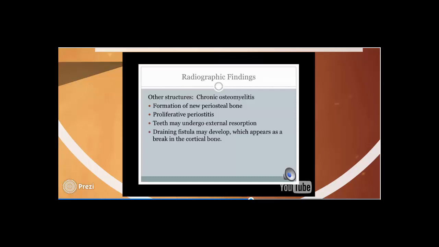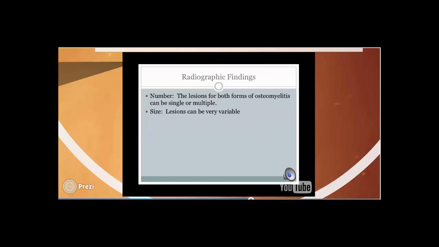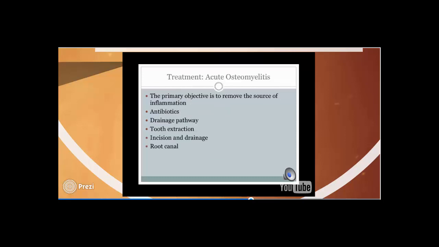The radiographic proliferative periostitis may also be seen. Teeth in the affected region may undergo external resorption along the whole surface. Draining fistula may develop, which appears as a break in the cortical bone. The lesions for both forms of osteomyelitis can be single or multiple. The size of the osteomyelitic lesions can also be variable.